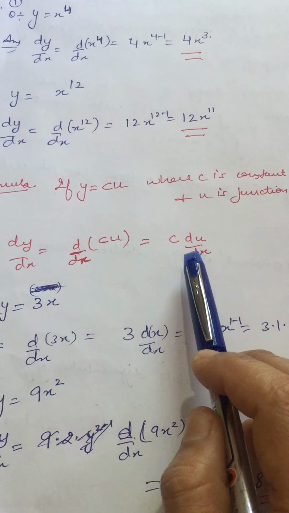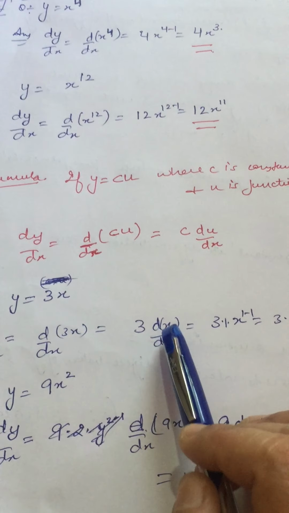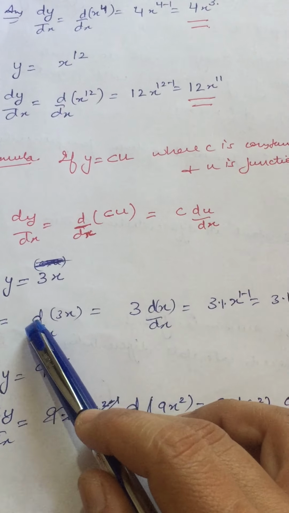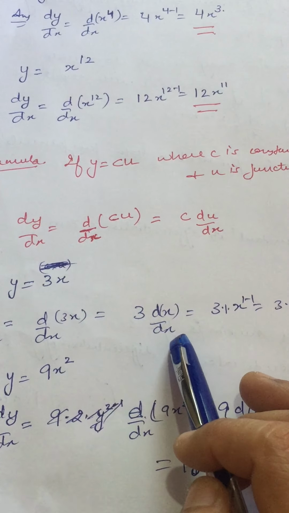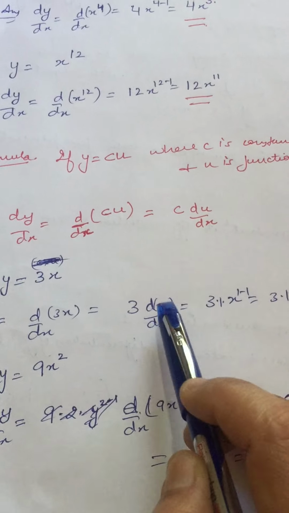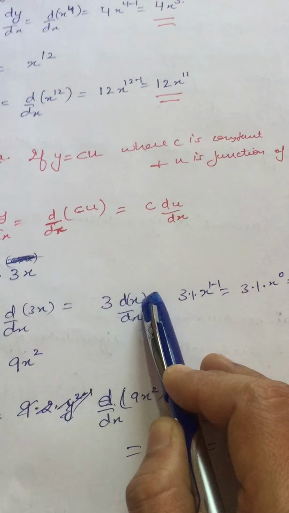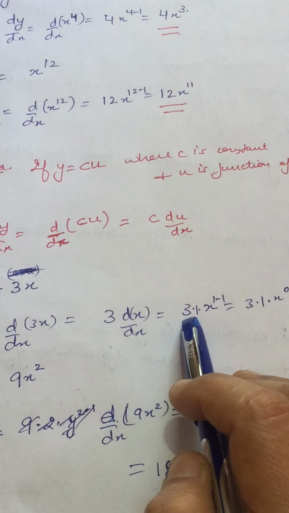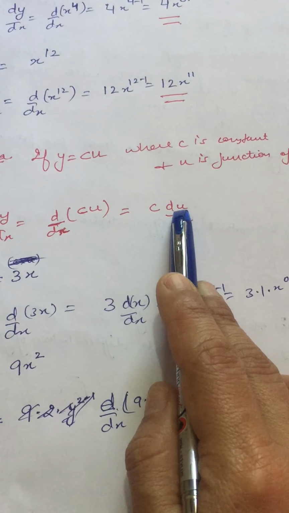So according to the formula, what should I do? The constant should come forward. So from here, 3 comes forward. And then I have to write dx by dx. Means I have to take the derivative. Students, be careful here. You can't cut the numerator and denominator and write it as 1. This is wrong. You need to go through the proper channel. 3 will remain as such. It will come forward. Then you have to take the derivative of this u.